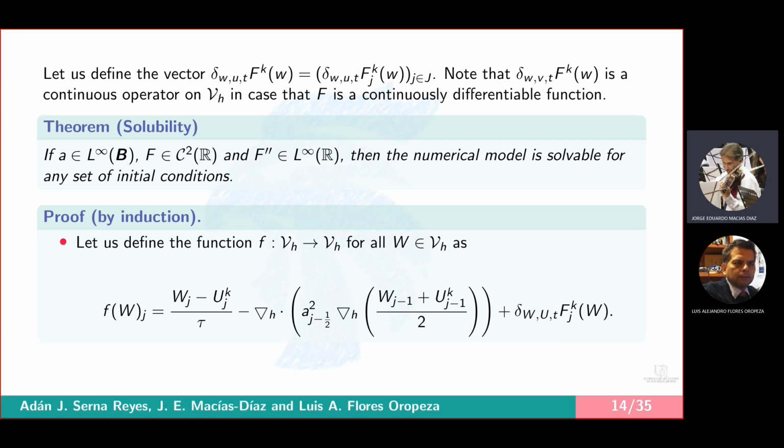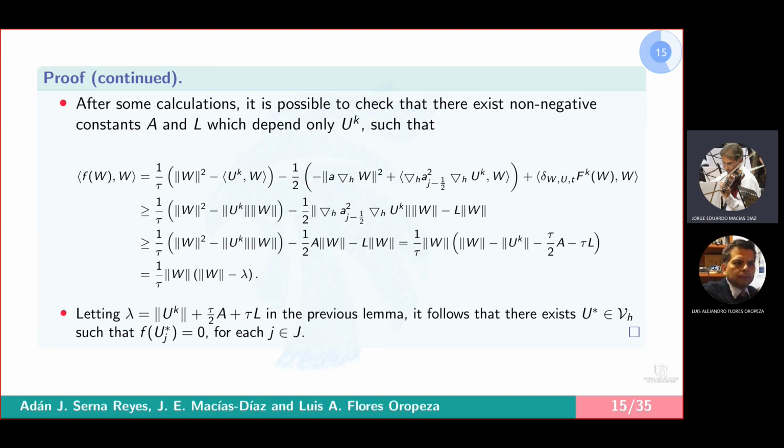At the first time step, we know the approximation. Suppose that the approximation for the time k is known, and define this function f in this way. Motivated by Brouwer's fixed point theorem, we take the inner product of f of u with u and try to bound from below. Here we are going to use various things, some of them are, for instance, Cauchy-Schwarz inequality, Young's inequality, and the smoothness of both A and F.